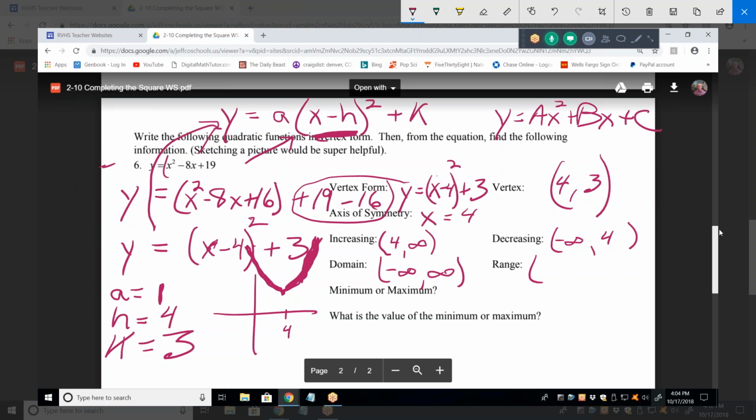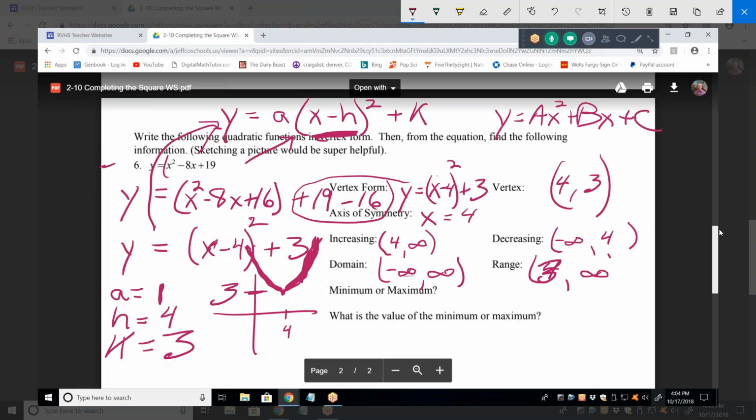The range starts at 3, because this point is 3, and they're talking about the y values, not the x values. When they ask you about domain, your answer is in terms of the x value. But when they ask about range, you start at the very bottom and work your way to the top. So what goes on the right side of that 3? Infinity.